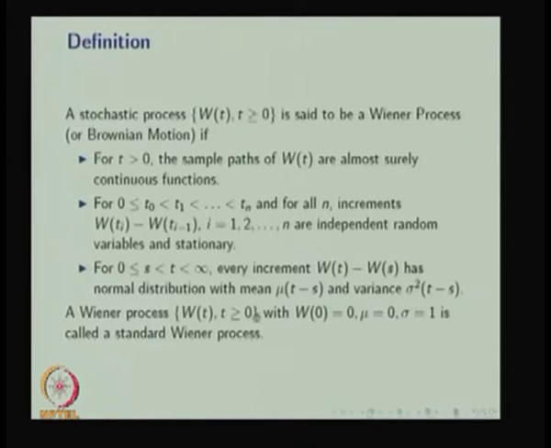A Wiener process Wt with mu equal to 0 and sigma square equal to 1 is called the standard Wiener process. Whenever the increment is normally distributed with mean 0 and variance t minus s, that means sigma square is treated as 1 and mu is treated as 0, and also W0 is equal to 0, then it is a standard Brownian motion or standard Wiener process. So any stochastic process satisfying these three conditions will be a Wiener process or Brownian motion.